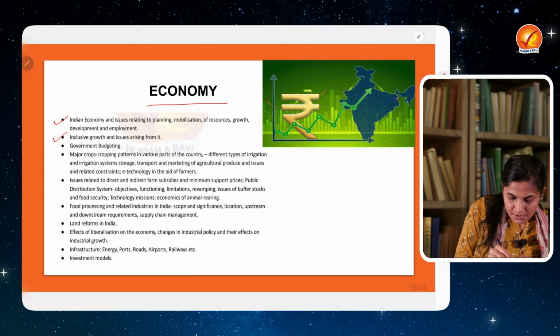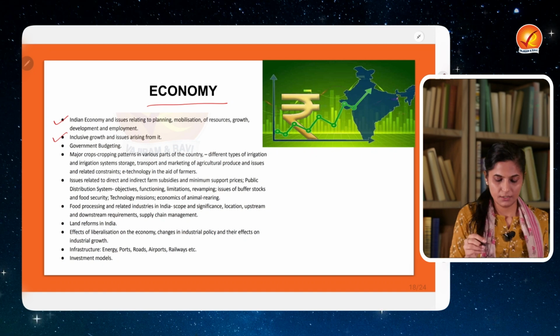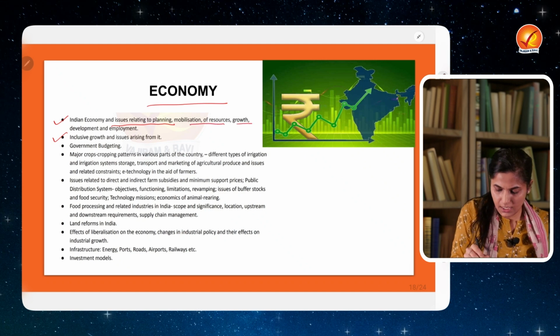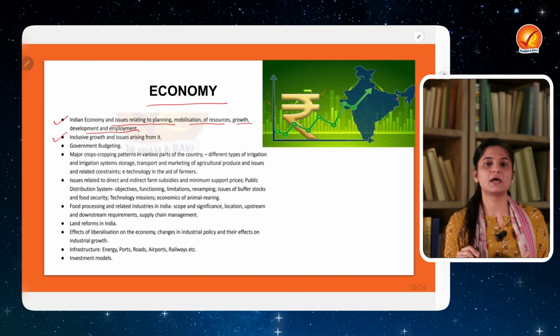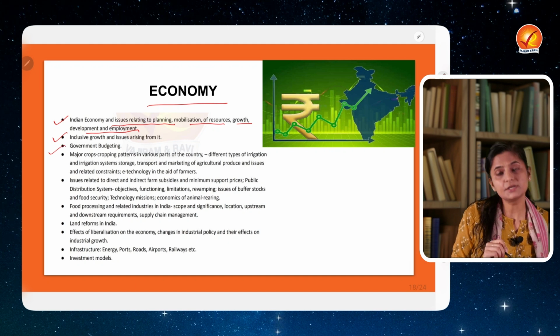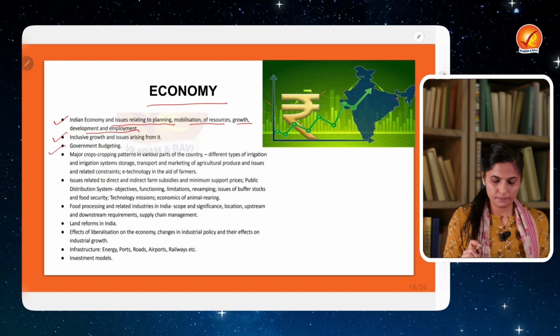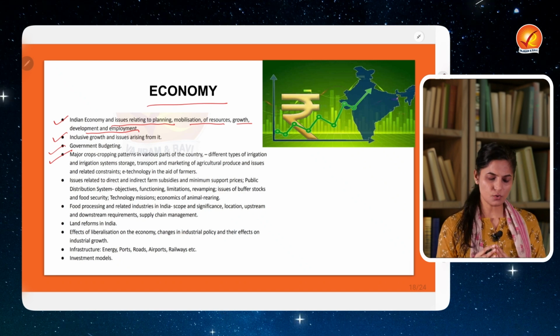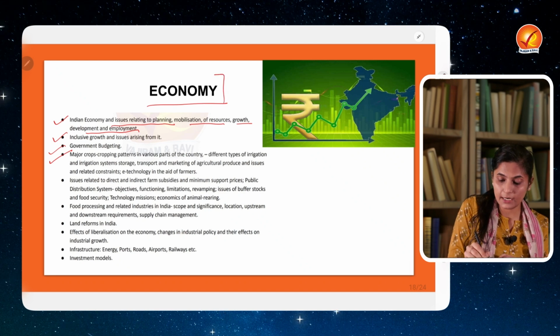To understand the economy part, you have to read Indian economy, its issues relating to planning, mobilization of resources and growth and employment and development. Then government budgeting, concept of inclusive growth and the issues. Then the agriculture part also gets covered under economics.